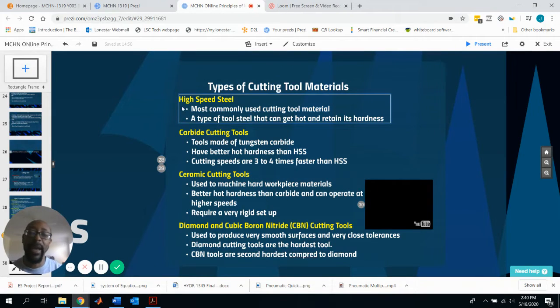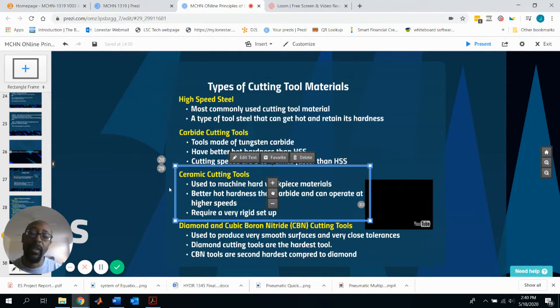Then you have carbide cutting tools. These tools are made of tungsten carbide. This is a completely different material. It's a lot harder, and it has a better hot hardness than high-speed steel, which means that it can retain its hardness at higher temperatures better. Since it can do that, the cutting speeds you can use with carbide cutting tools are 3 to 4 times faster than the cutting speeds you can use with high-speed steel.